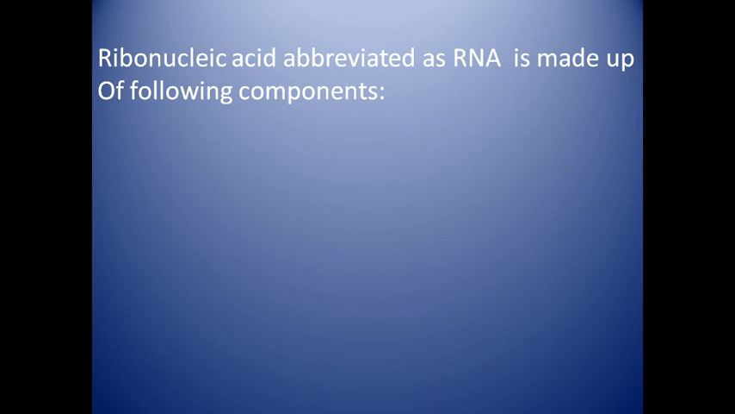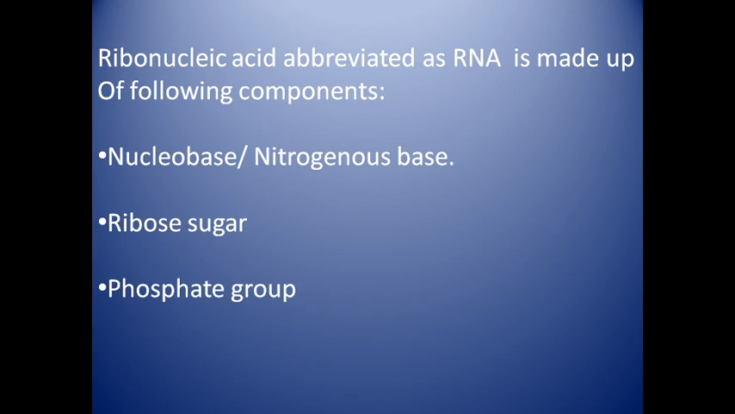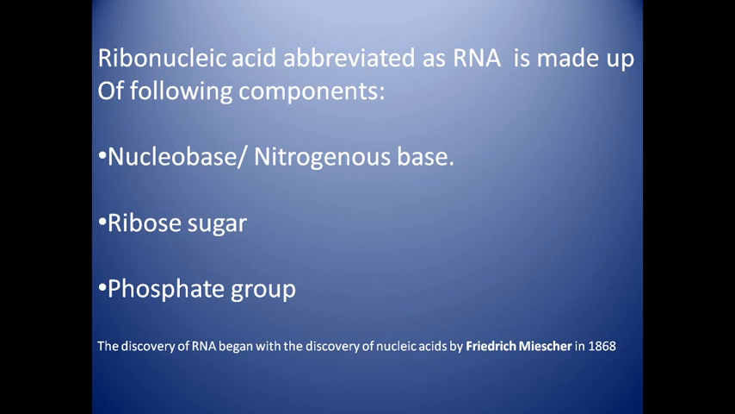RNA, its full form is ribonucleic acid, okay, and it's made up of three components. Number one, there's a nucleobase or a nitrogenous base like we had in DNA. Then we are having a ribose sugar attached to this nucleobase, and in DNA it was a deoxyribose sugar, but here we are having a ribose sugar, and then finally the sugar is attached to a phosphate group.